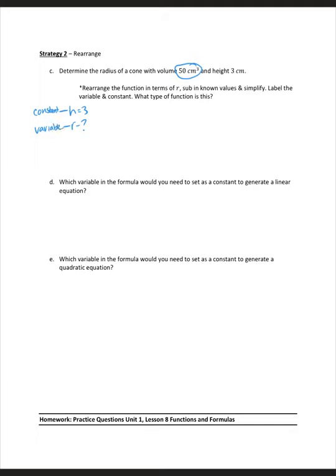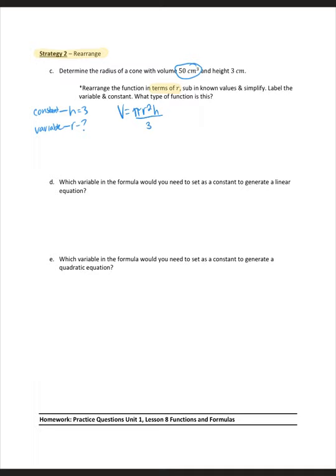So this time we're going to rearrange the function. So instead of using substitution, we're going to rearrange this time. So let's rearrange our function in terms of r, and then we'll sub in our known values and simplify. So once again, our formula for volume is volume equals pi r squared h divided by 3. So this time we're going to isolate for r before we sub anything in.